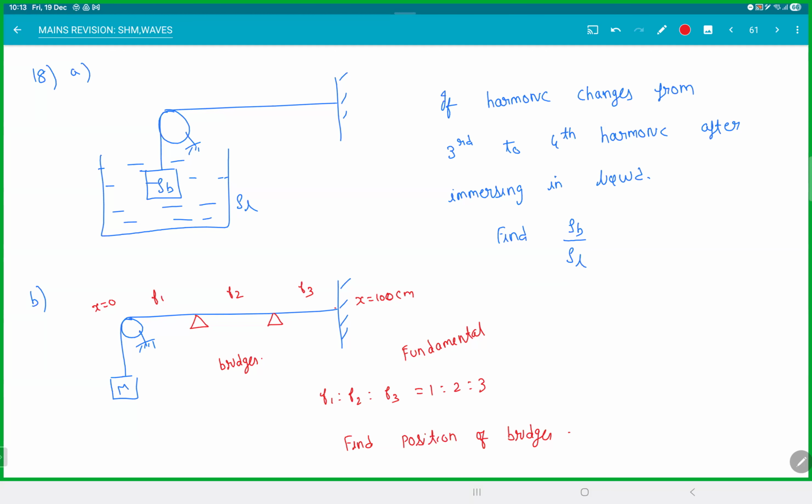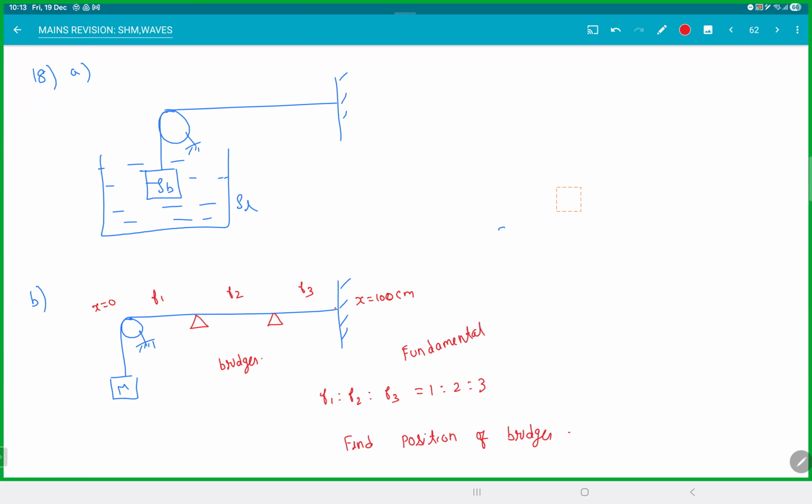How do we handle this? Let's see. So you're going from third to fourth harmonics. Let's see the formula there. So f is equal to n by 2l root over T by mu. You didn't change the frequency, you didn't change the length, you didn't change the mu, but n and T are changed. So n into root T is constant.